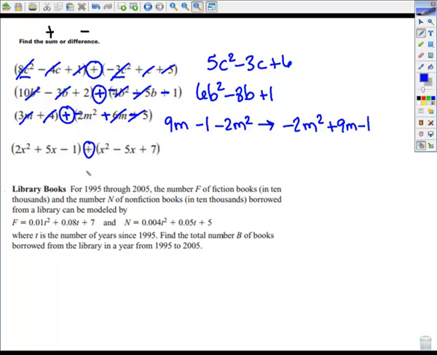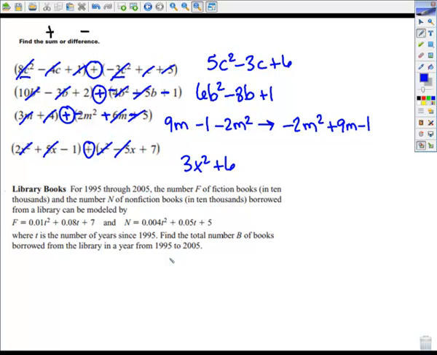And the last one here is addition, so 2x squared plus x squared is 3x squared. 5x plus negative 5x is 0x, but you don't have to write that down. Negative 1 plus 7 is 6. So finding sums and differences.